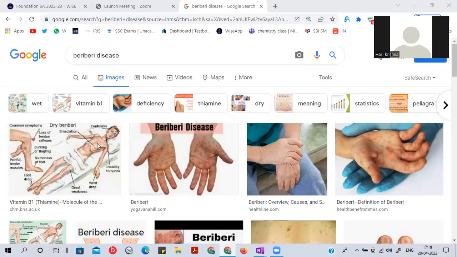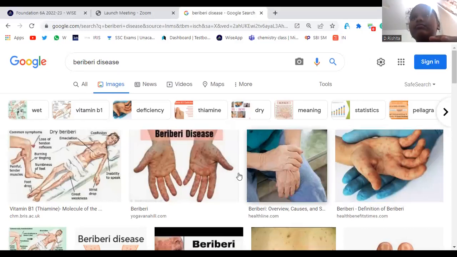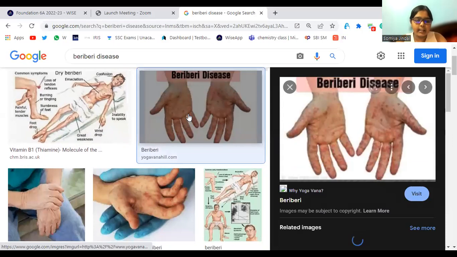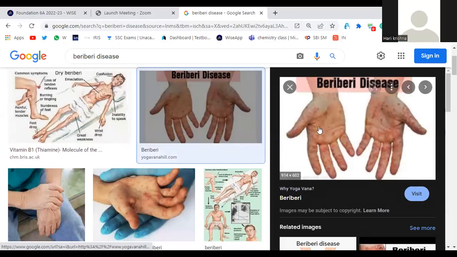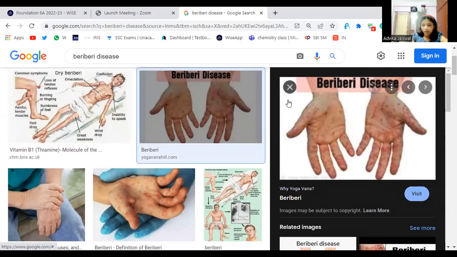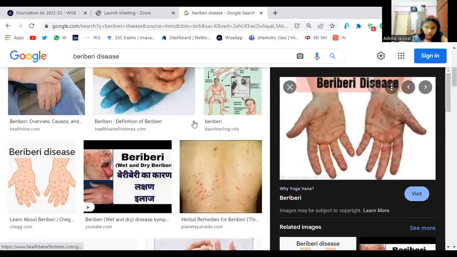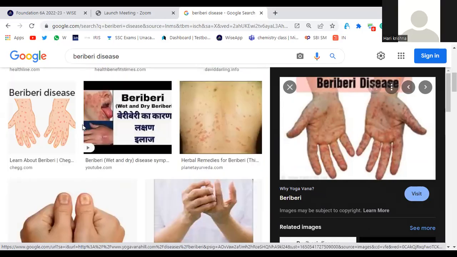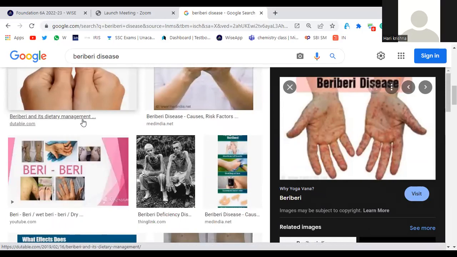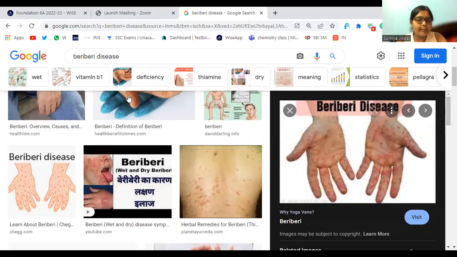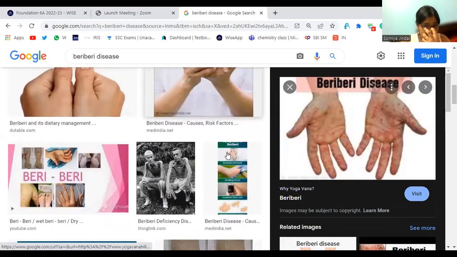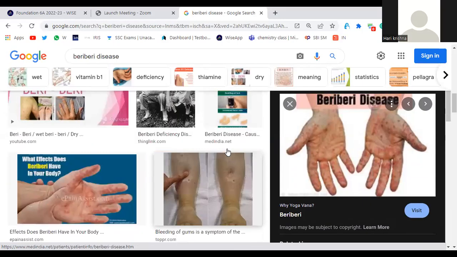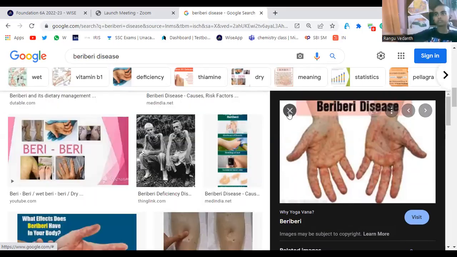Advaika, can you see? Yes, sir. So you can see how beriberi looks on the hands and the skin. On the full body, we will have spots. I will be totally weak. So these spots will be formed on the skin. Clear?